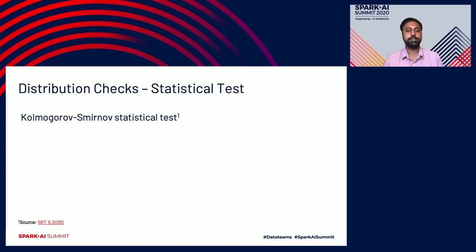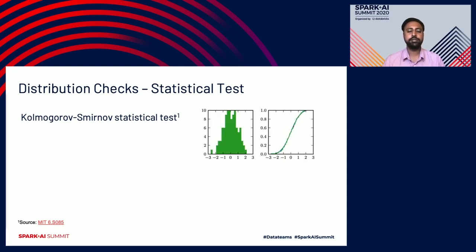There are several ways you can do this. One way is using the Kolmogorov-Smirnov statistical test. To describe this test, let's start with an example. Here we have a particular attribute from a data set, and there's a histogram plotted on the left side. The graph on the left side denotes a histogram for a given attribute. On the x-axis, you have the attribute values, and on the y-axis, you have the counts for those attribute values.